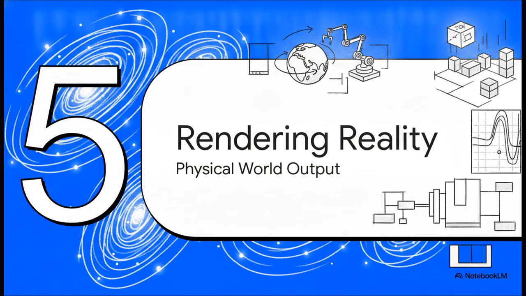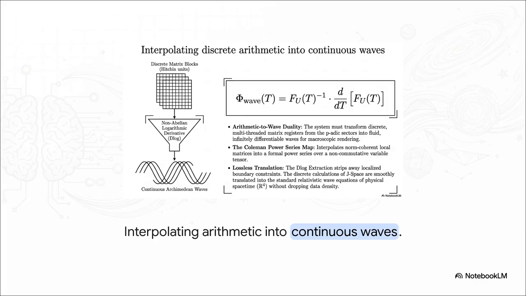Let's wrap it up with Section 5, Rendering the Physical World. How does all that perfectly protected math actually become the physical stuff we can reach out and touch? Well, here we see the arithmetic to wave duality in action. Using something called the Coleman power series map right there in the center, the system takes discrete, blocky matrix data from those background sectors and seamlessly, beautifully transforms it into fluid, infinitely differentiable waves. It is literally interpolating rigid, blocky math into the smooth, continuous waves of physical reality.